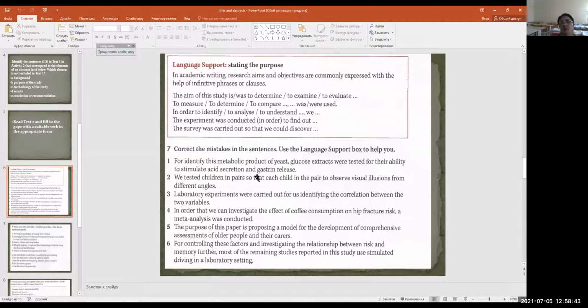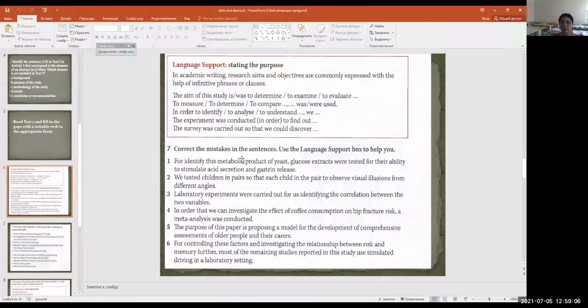So now in the next activity, you will correct the mistakes in the sentences. Use the language support box to help you. So you will use this language support box to correct the mistakes in exercise 7. So let's check.